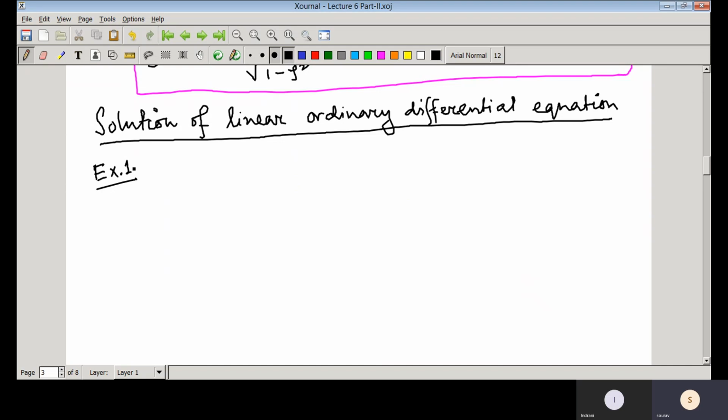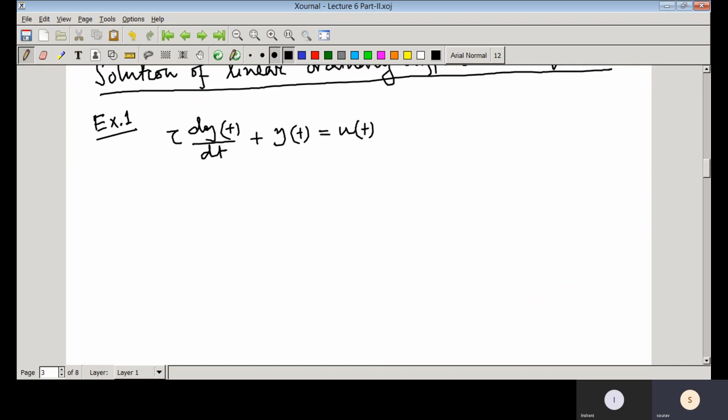So let us take the first order differential equation in standard form: tau dy(t)/dt + y(t) = u(t). You can see that this is a first order linear differential equation, so all coefficients are constant. Here I have mentioned this tau because it has some physical meaning. This is called the time constant. That thing we will see later, why it is the time constant.